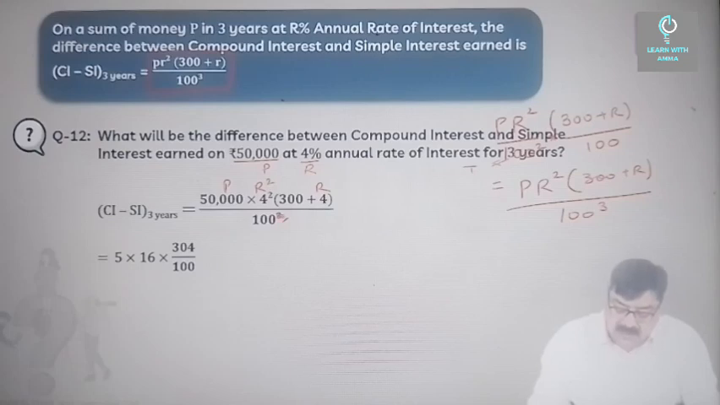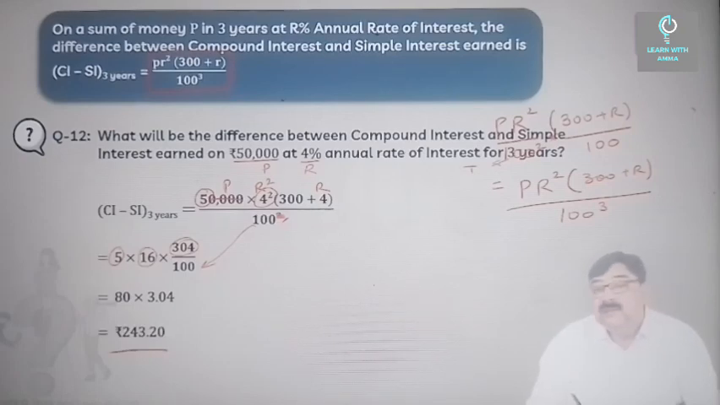So we just cancel the 200s here. This is 5 left over, 4 square is 16, 300 plus 4 is 304, and this leftover 100. That is it. So this is 304 by 100, which is 3.04. Simple multiplication should give you the difference here as 243.2. So you can always make use of this formula for questions which are based on finding out the difference between compound interest and simple interest for 3 years.